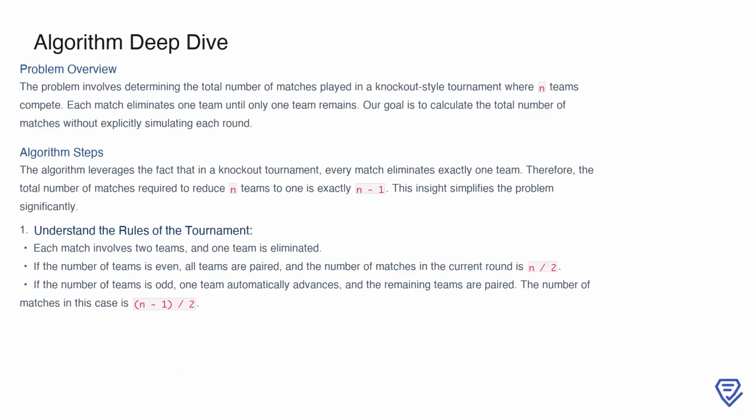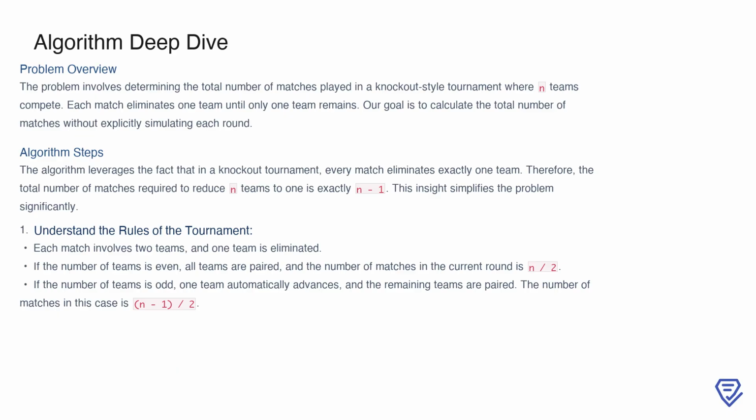In this problem, we're tasked with finding the total number of matches played in a knockout-style tournament wherein teams compete. The key observation here is that every match eliminates exactly one team, and the process continues until only one team remains. Instead of explicitly simulating each round, we can simplify the problem by leveraging the fact that the total number of matches required to determine a winner is always n-1. This is because to reduce n teams to 1, we need to eliminate n-1 teams, and each match removes exactly one team. Let's first understand the rules of the tournament.